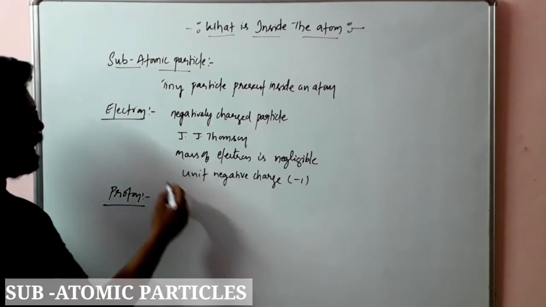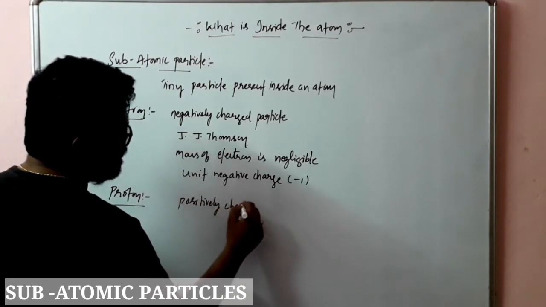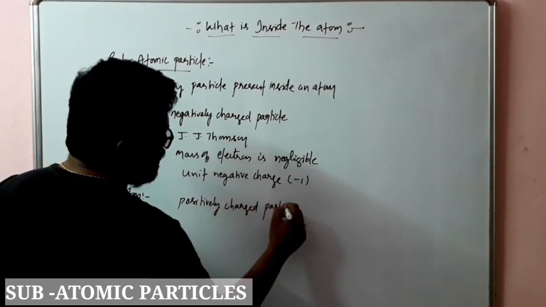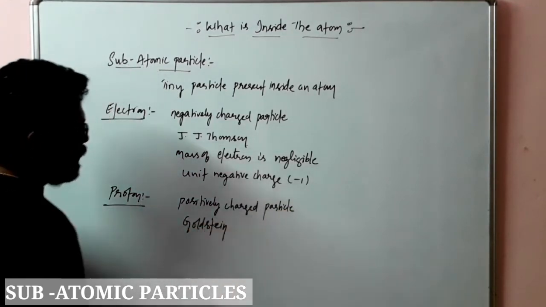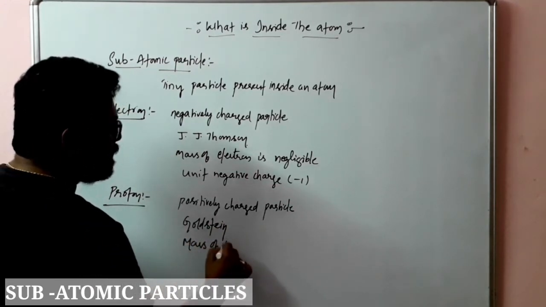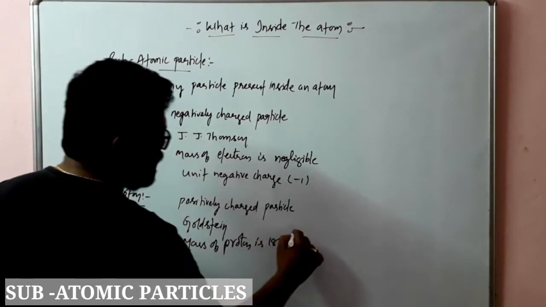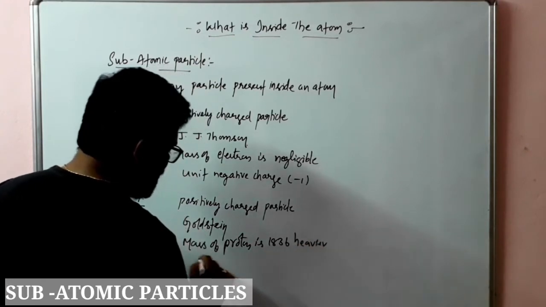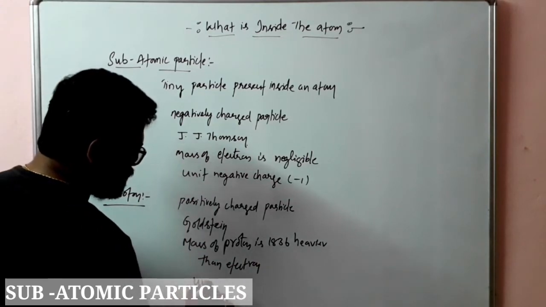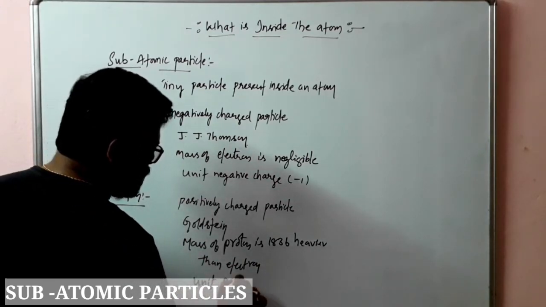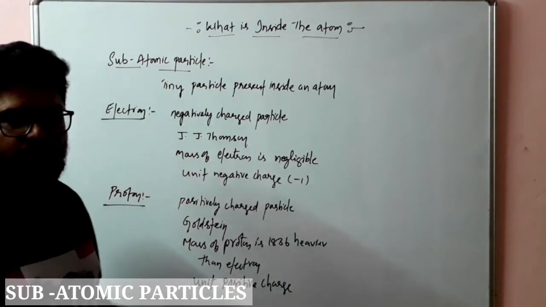So as electrons are negatively charged particles, protons are positively charged particles. It was discovered by the scientist Goldstein. The mass of a proton is 1836 times heavier than an electron. When you talk about the charge of a proton, it is unit positive charge. So this is the second subatomic particle present inside an atom.